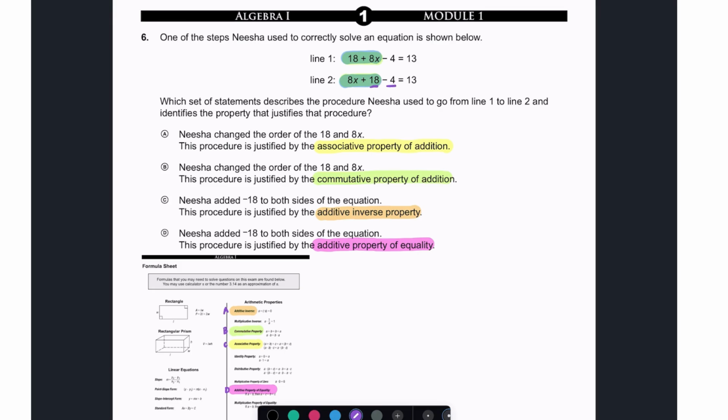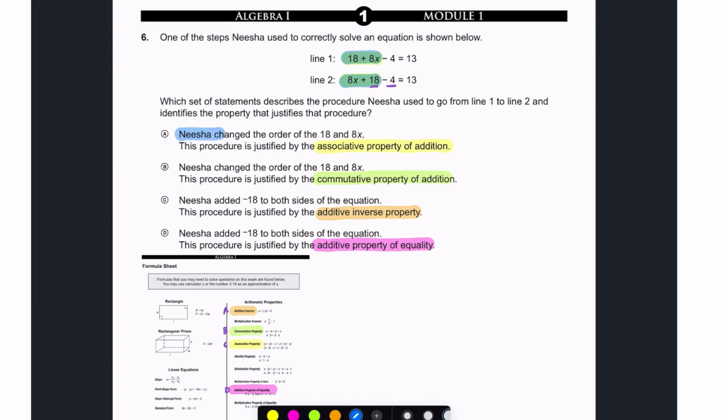So it's asking us which set of statements describes the procedure that Nisha used to go from line 1 to line 2 and identify the property that will justify this procedure. So I think we are all hopefully in agreement that the difference between line 1 and line 2 is simply that she switched places with the 18 and the 8x. And so we see that as an option.